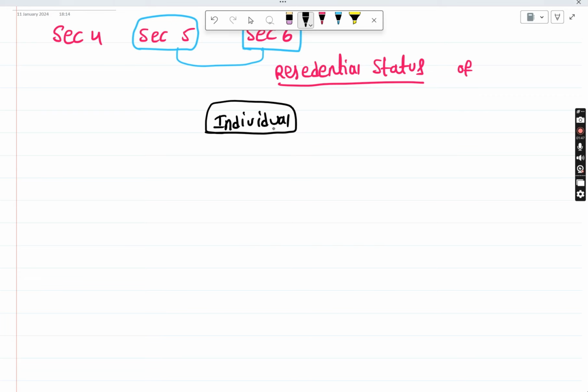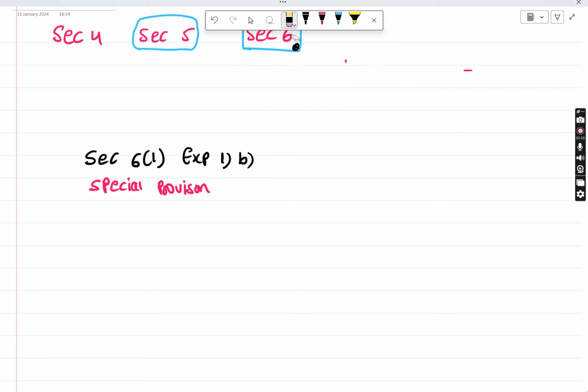They have given two sections. We are discussing section 6, and then there is also section 6 subsection 1 explanation 1b. Again, don't worry, you don't need to remember the section numbers. This is just for understanding. So let me call it special provisions. Special provision. Let me write it properly.